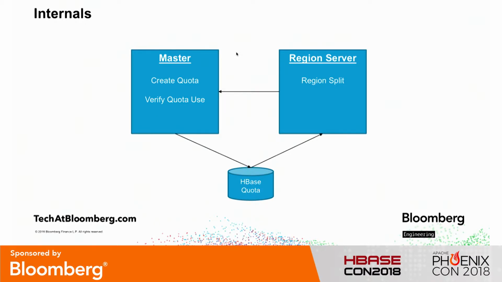In the case of the number of tables, if you have a namespace and say you can create 10 tables in it, if somebody tries to create an 11th one, the master will say it will not be able to do it. But on the side of the number of regions in a namespace, whenever the region gets bigger, the region server would try to split it, and the master would say it will not be able to split it. So there's a communication between the region server and the master in terms of the region quota.